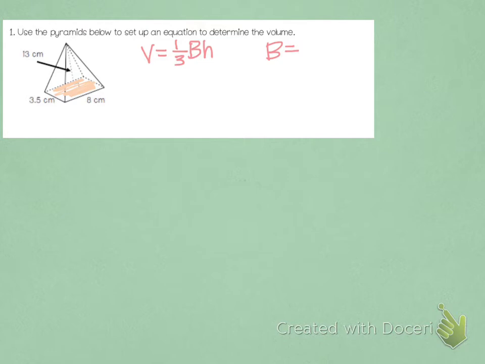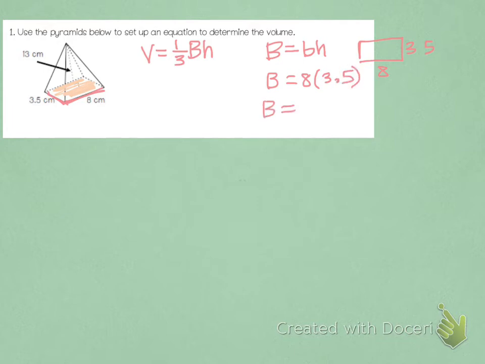Big B is the area of the base. So this is the base right here, something that we just shaded. Your side right here is 3.5, and your other side right here is 8. So big B is the area of a base, which is a rectangle. That formula is base times height. Big B equals your base of 8 times your height of 3.5.